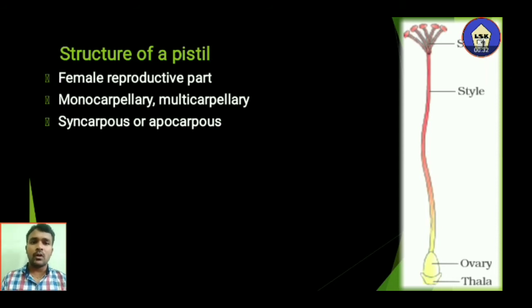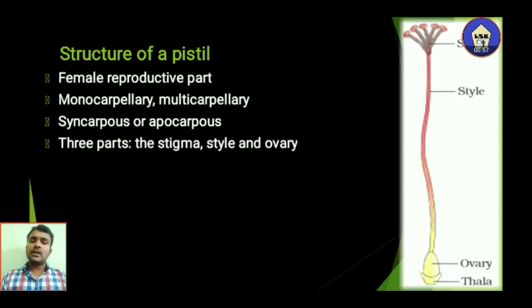Again, one more classification is based on their union. If the carpels of the gynoecium or pistil are fused with each other, that is called syncarpous. If the carpels are free in the gynoecium or pistil, that is called apocarpous. Generally, the gynoecium or the pistil consists of three important parts: the stigma, followed by the style, and finally the ovary.